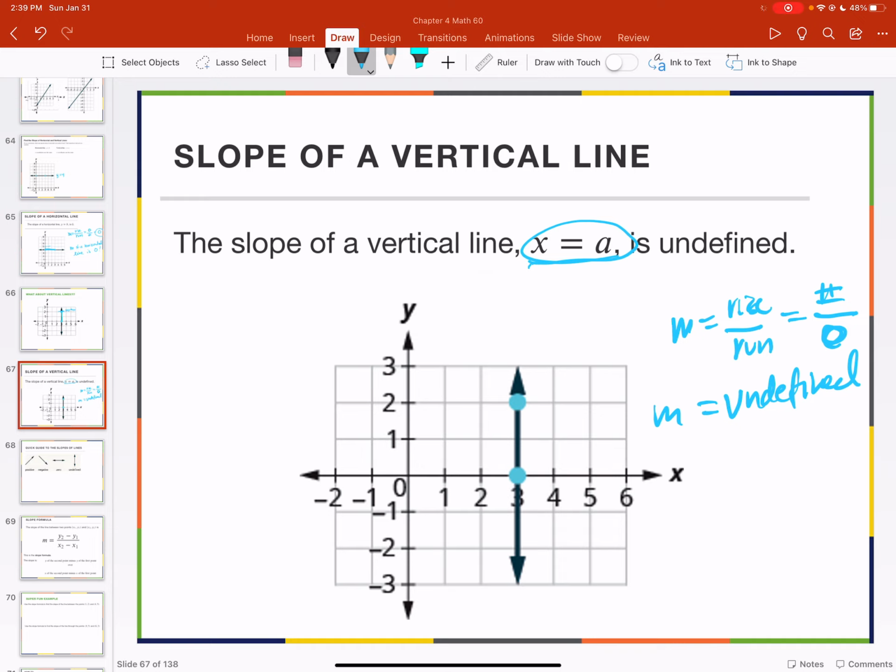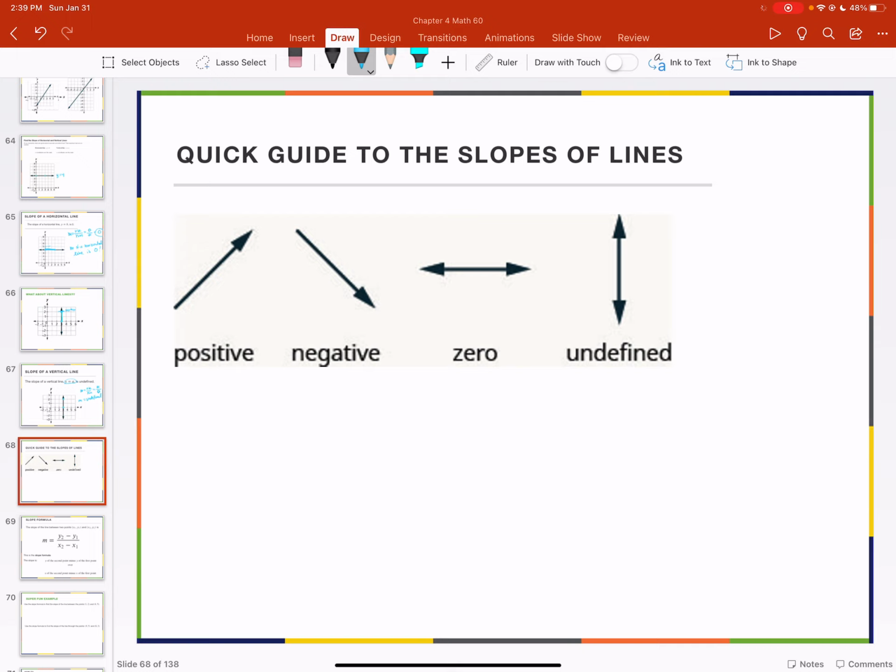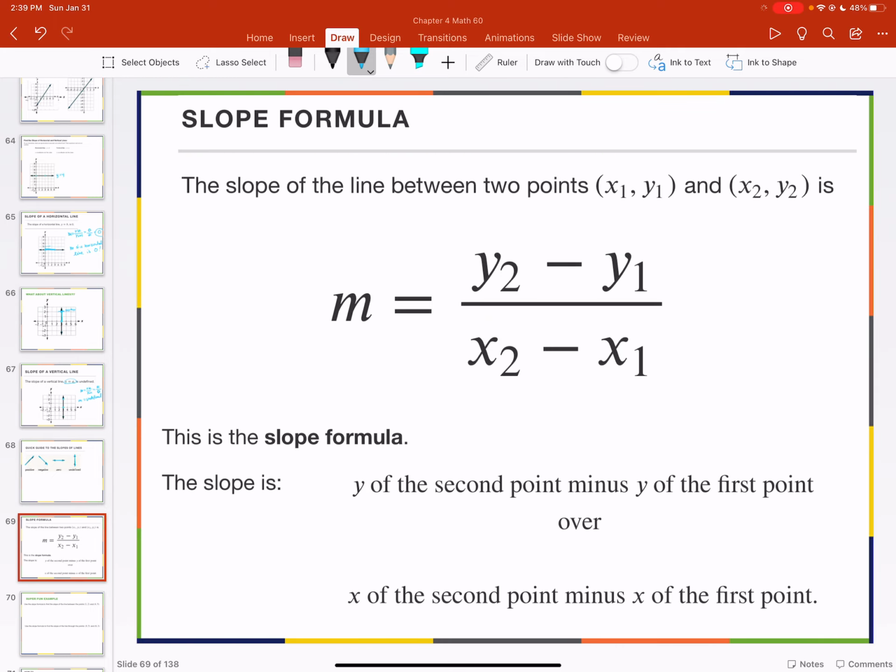Okay, so just to recap, if you see a line going from bottom left to upper right, that's positive slope. If it's going downhill, reading from left to right, it's a negative slope. If it does not go up or down, just goes sideways, that's 0 slope. And then this is a vertical line, undefined slope. All right, now algebraic.